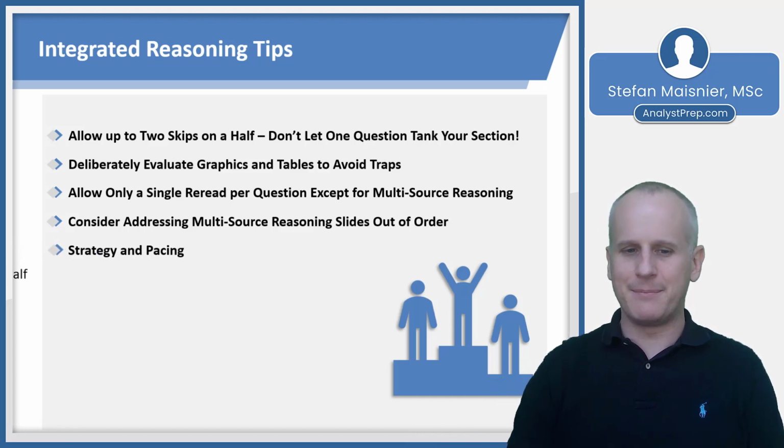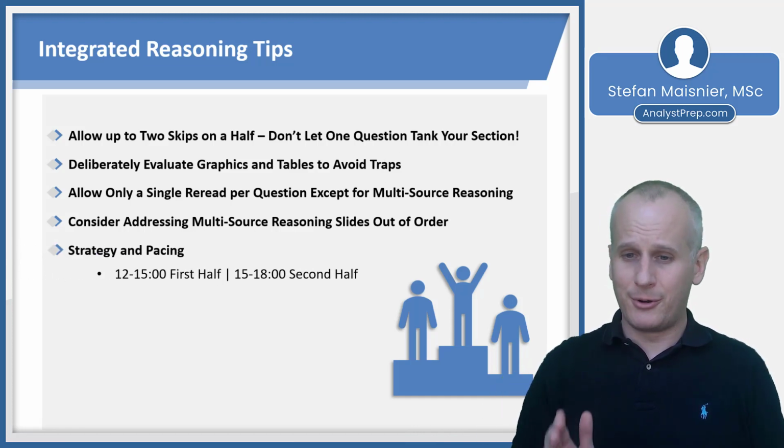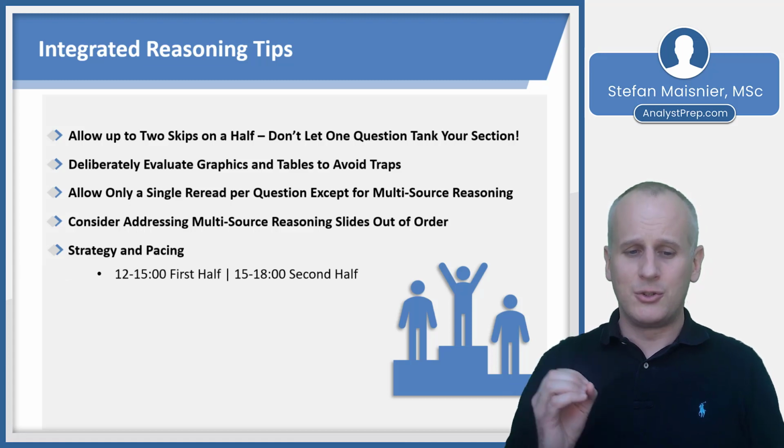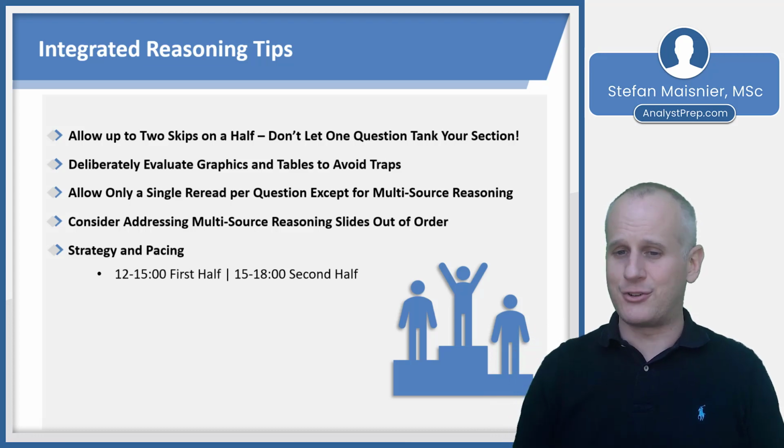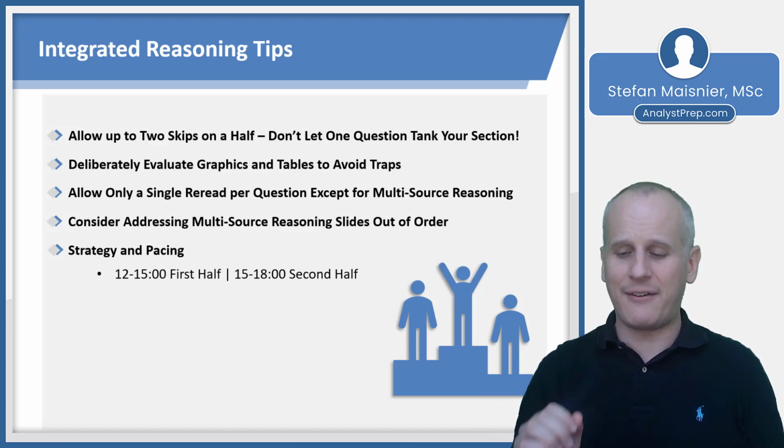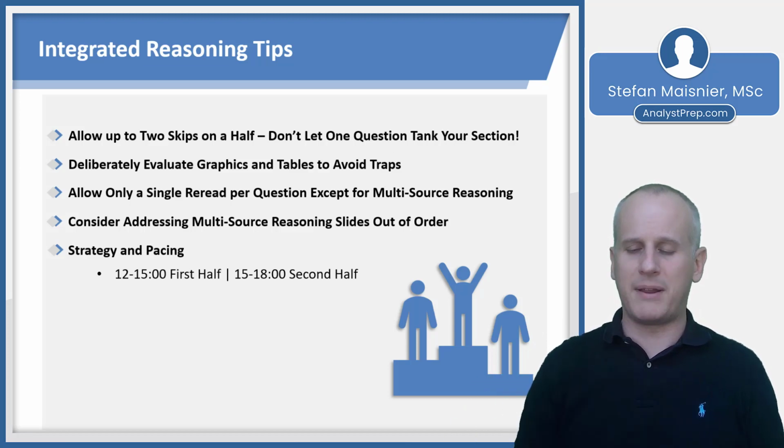Now, as far as the pacing strategy, we've heard me say it over and over here. 12 to 15 minutes for the first half, 15 to 18 minutes for the second half. I'm going to hit that for every section over and over and over again, because we have to aim for that harder second section. But how do we do it?